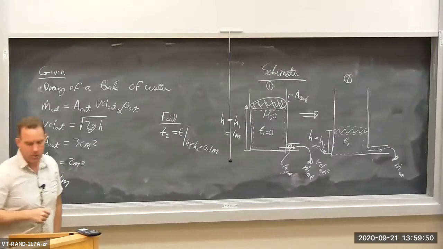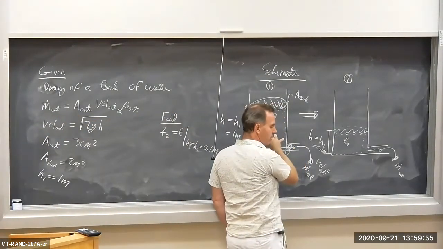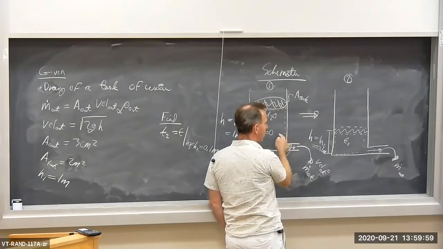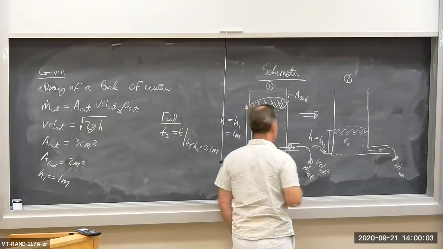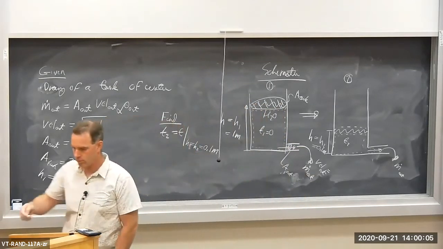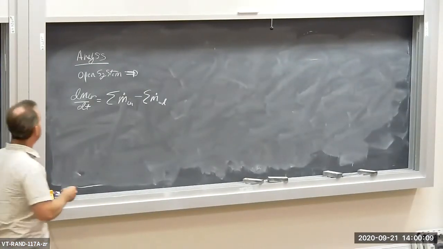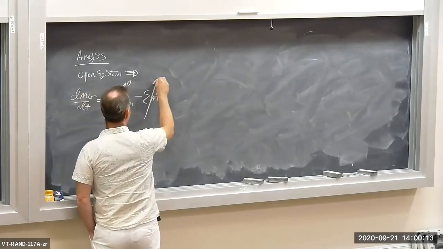Now in this case, we don't have any inlets. The control volume is that surrounding the liquid H2O in the tank. So we don't have any inlets, but we do have an outlet. No inlets, so this is 0, but we do have an outlet.